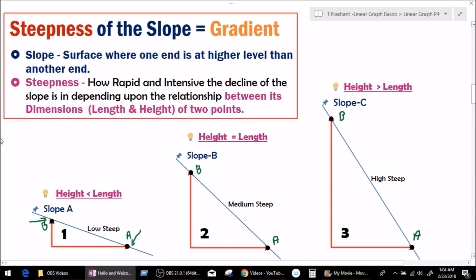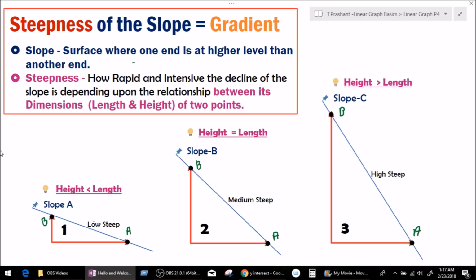Now I have a question to everyone who is watching this video, and my question to everyone is slope A, B and C. So we have 3 slopes. Are they different in any terms? And if they are different, how and why they are different? Now, what is that criteria which could classify all these 3 slope lines as different? Now, this is the point where steepness kicks in.